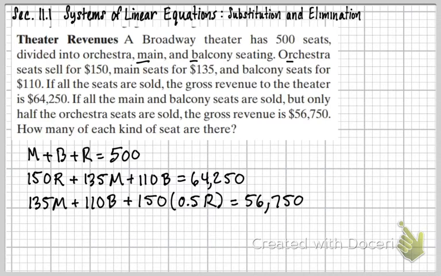Then that equals 56,750. So there's our three equations, but I should fix the last one. I shouldn't keep it that way. So I'm going to just multiply 150 times 0.5, and that's going to give me 75 because it's half of it. So now those are our three equations. Now what we have to do is do that system like we did earlier. So we're just going to use the elimination method 3 times now. But this is going to be terribly long, I think, because these are pretty big numbers.